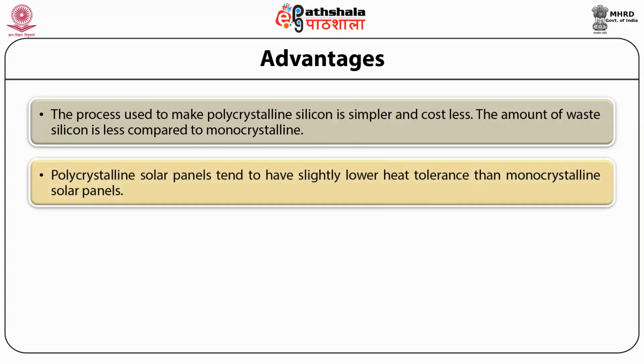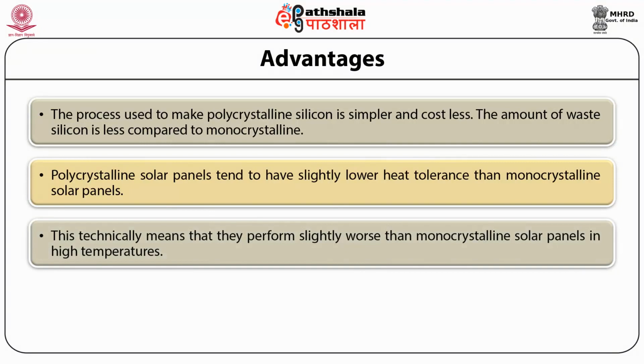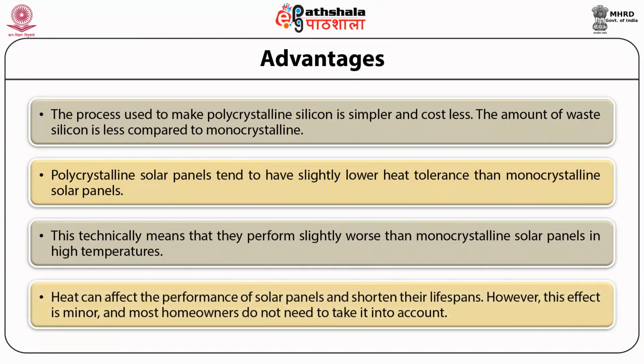Secondly, polycrystalline solar panels tend to have slightly lower heat tolerance than monocrystalline solar panels. This technically means that they perform slightly worse than monocrystalline solar panels at high temperatures. Heat can affect the performance of solar panels and shorten their lifespans. However, this effect is minor and most homeowners do not need to take it into account.